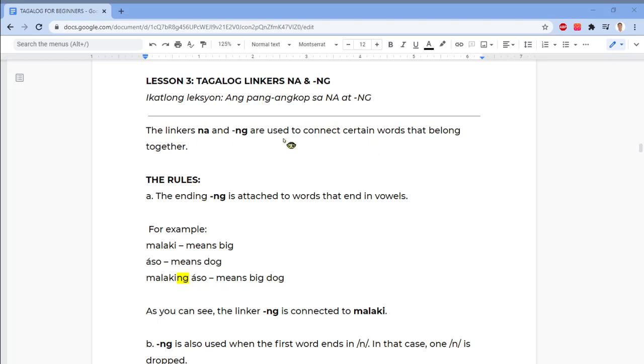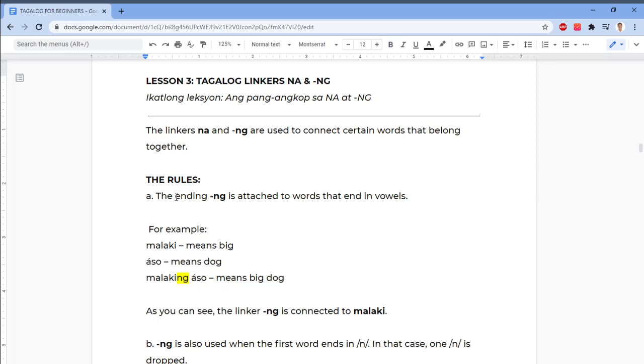So this time is about Tagalog linkers na and suffix ng. What is the purpose of these Tagalog linkers? These two are actually used to connect certain words that belong together. So here are the rules, okay?